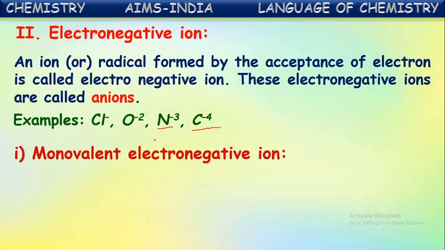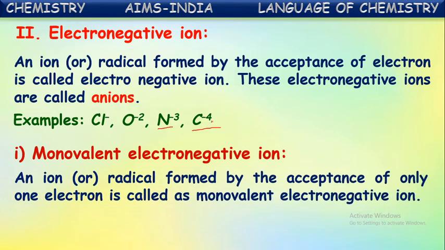Okay, next, monovalent electronegative ions. As we have seen here, it is gaining one electron, it is gaining two electrons, it gained three, it gained four electrons. Based upon the number of electrons gained, these anions are also of different kinds. One of them is monovalent electronegative ions.